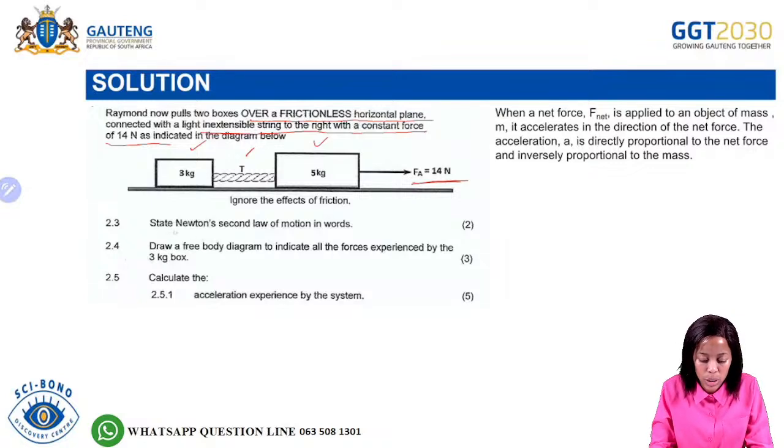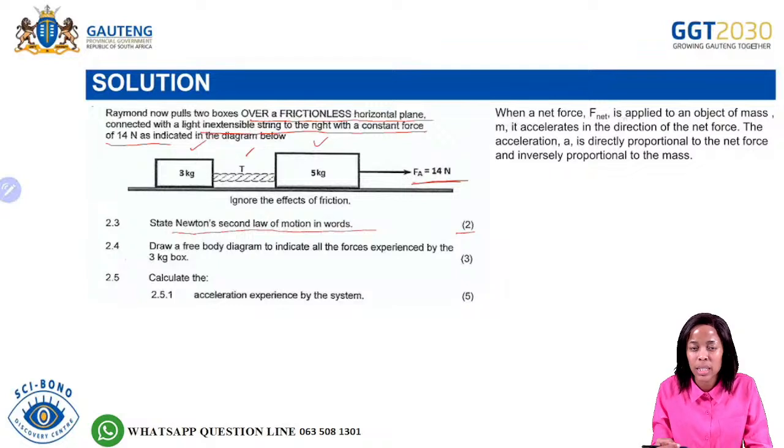It says we need to state Newton's second law of motion in words. And again, remember, for a definition, it's either going to be 2 marks or nothing. So we have already spoken about this one. We said it is when a net force F net is applied to an object of mass m, it accelerates in the direction of the net force, and the acceleration a is directly proportional to the net force and inversely proportional to the mass. Okay, so that one will therefore be 2 marks or nothing.